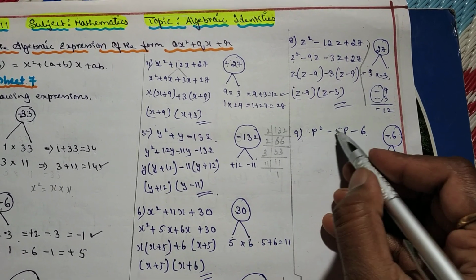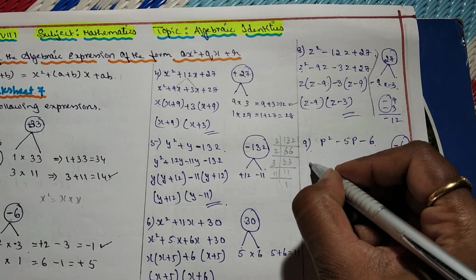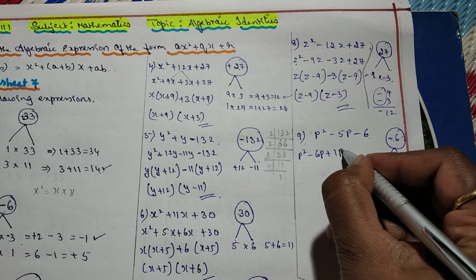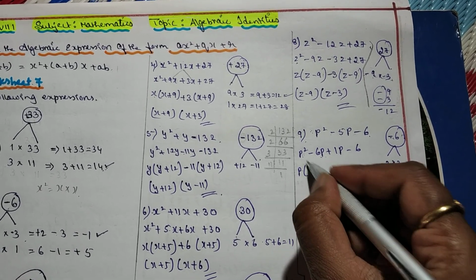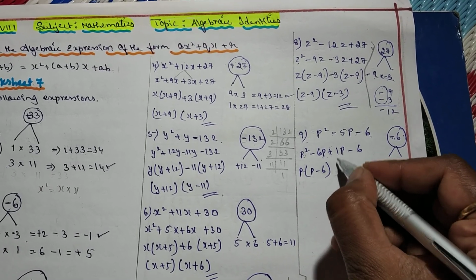So minus 5p, I am going to write it as minus 6p plus 1p. So p square minus 6p plus 1p minus 6. In between these two, p is common. Left out is p minus 6.